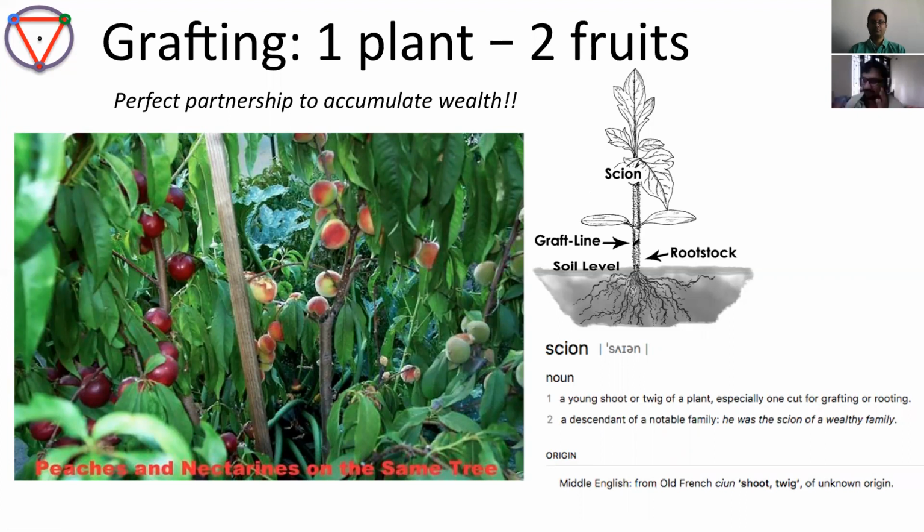This is almost like how a perfect husband and wife should be grafted onto each other, and both of them will be producing their own fruits. One will be producing peaches, the other will be producing nectarines. It's like the perfect Uttara Phalguni energy, or the Phalguni energies. And it's almost as if grafting itself is a remedy for Uttara Phalguni.